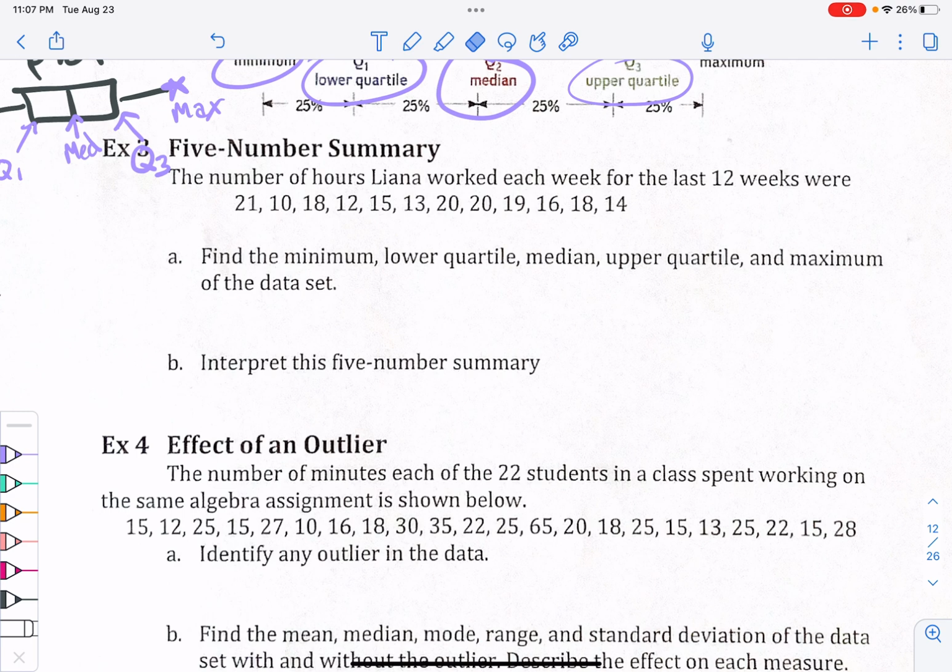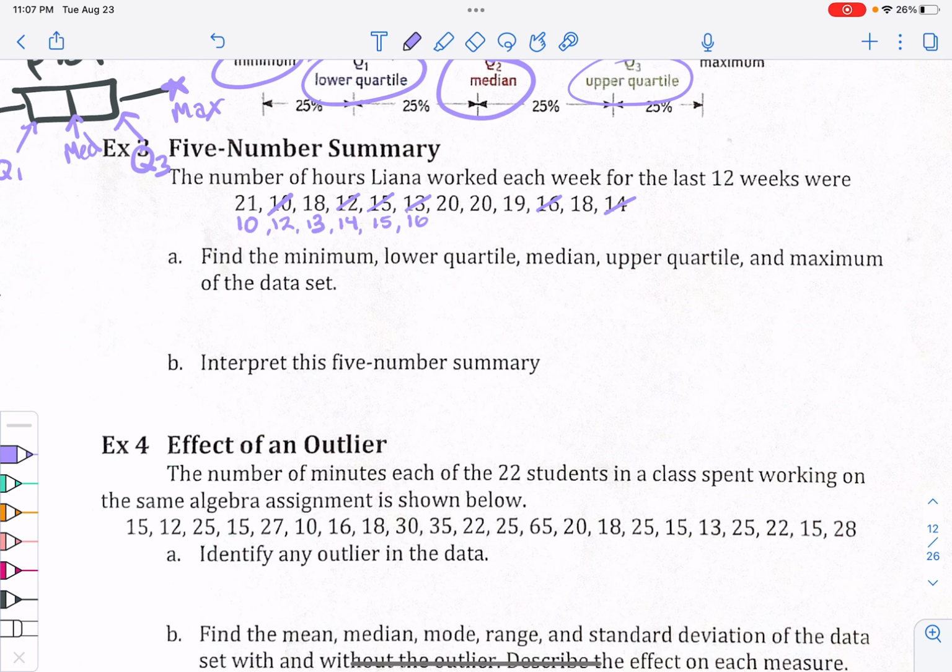So the number of hours Liliana worked each week for the last 12 weeks were as follows, okay? And so I'm going to put these in order, and I see the number 10, I think, is my lowest number. And then I see a 12, and then I see a 13, and then I see 14, 15. Usually I have you guys help me with this, but since I'm not there in class, I can't get help, so I'm on my own here.